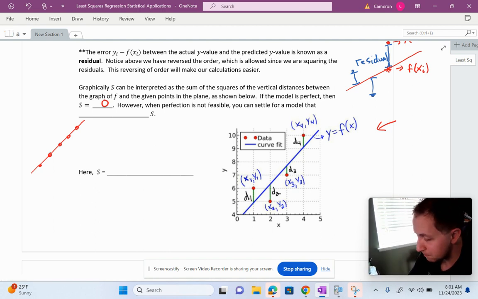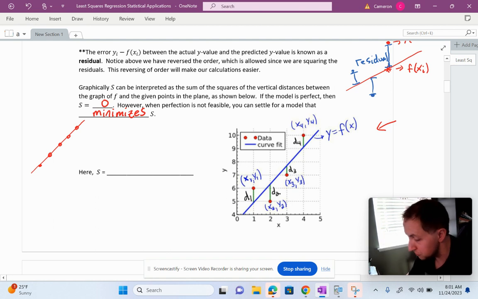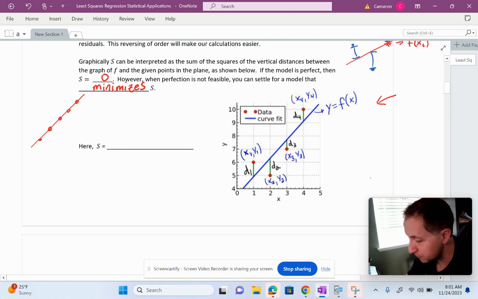And so you settle for a model that minimizes the sum of those squared errors, the sum of those squared residuals. And that's, again, what I was describing before: you want to make the distance between the data point and the line of best fit as small as possible, or whatever model you're using, even if it's not linear. So here's an example with 4 data points.